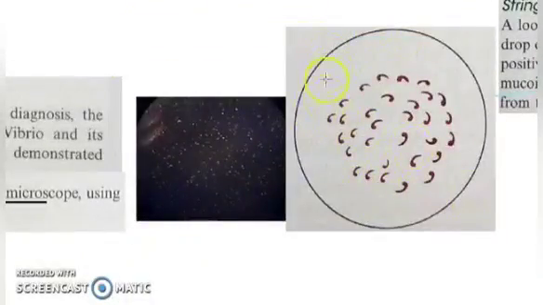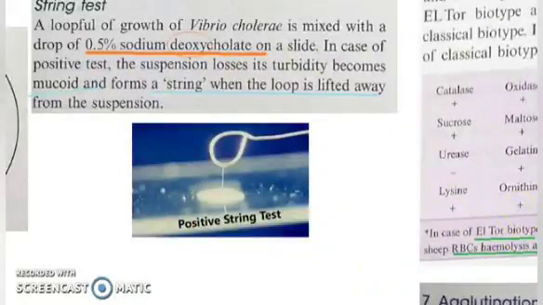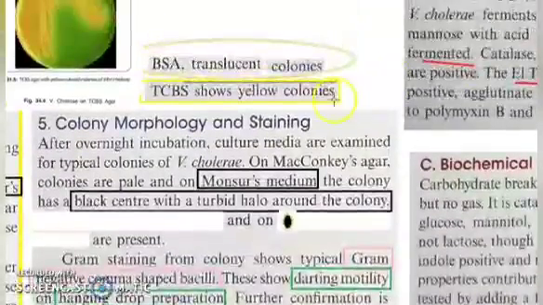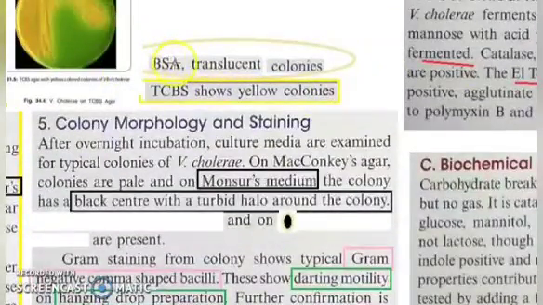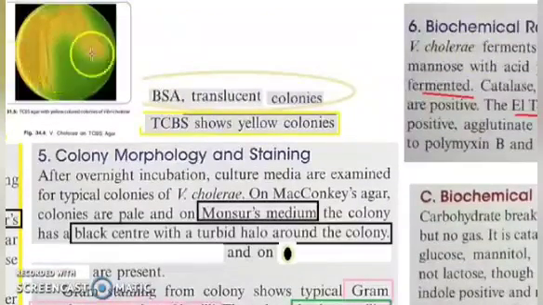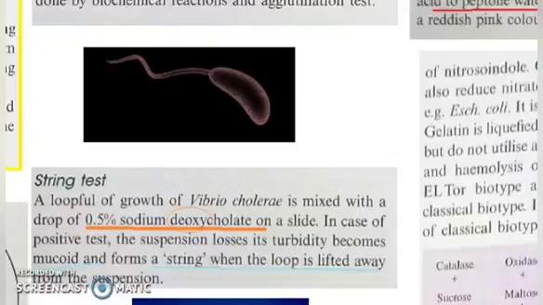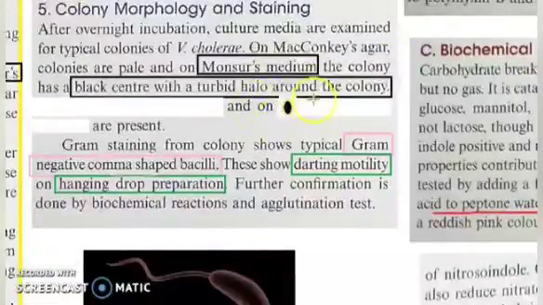You have to draw this diagram to get marks. Comma shaped, gram-negative bacilli, which will have darting motility. In BSA, that is alkaline bile salt agar, you have translucent colonies. In TCBS, you will have yellow colonies. This is the diagram you have to draw to get more marks. Then in Monsur's media, you will have something like this: black center with a turbid halo.